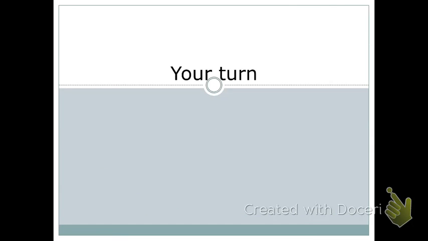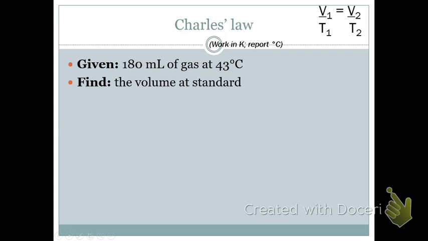Now you try. Here's your problem. You have 180 milliliters of gas at 43 degrees Celsius. Find the volume at standard. So take a moment and do the problem, and then come back and check and make sure you got it correct. So here I have V1, which is 180 milliliters. I have T1 of 43 degrees Celsius, V2, which I do not know, and T2, which is my standard temperature, which we should know is 0 degrees Celsius.